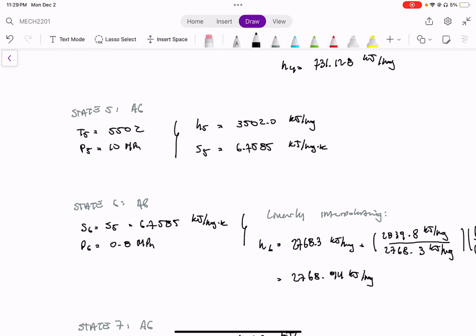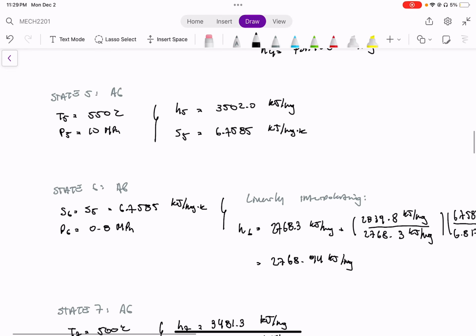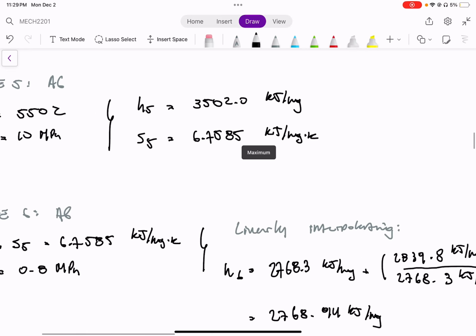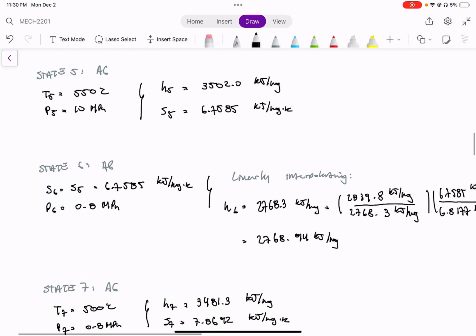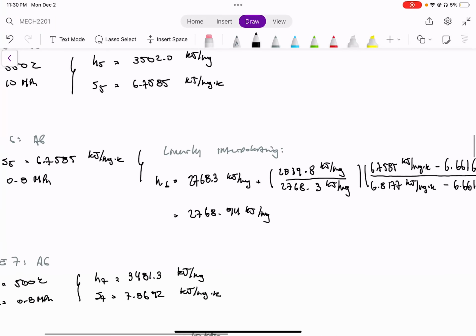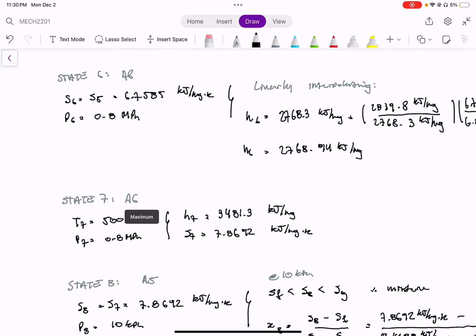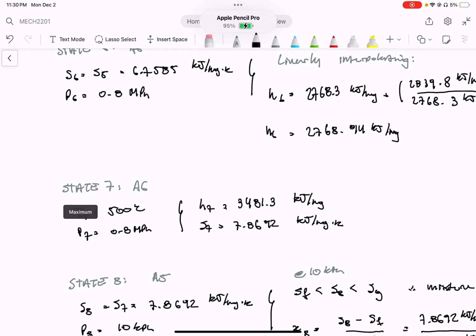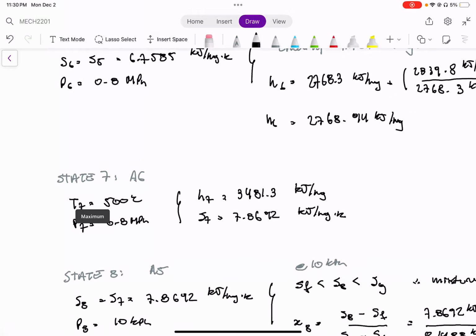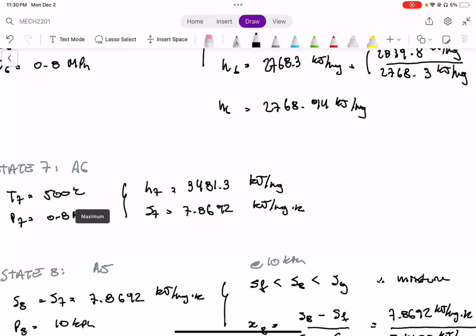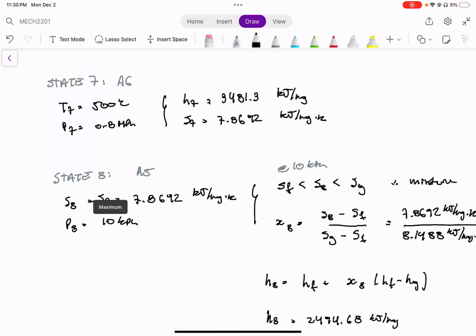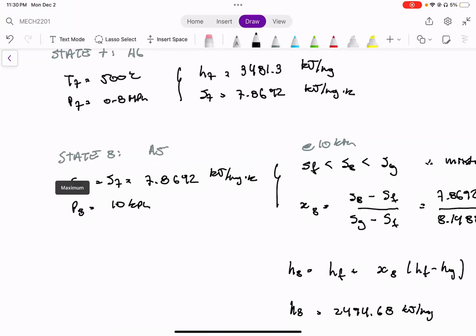And here's A6, so then we're just finding H5 and S5 using the temperature and the pressure. Here we have to linearly interpolate with the given S5 at state 5 and P equals 0.8. We linearly interpolate and we get H6 equals this number right here. Then we find state 7, same thing, the temperature and pressure, just look at table A6 and you'd find the values. And state 8 is a little bit more complicated.